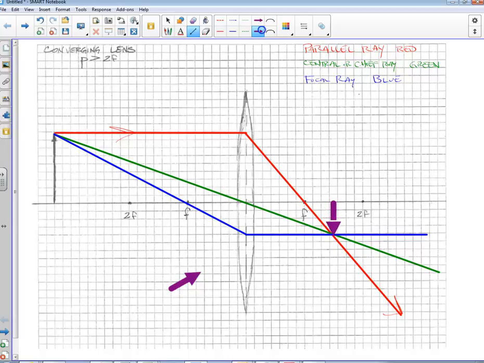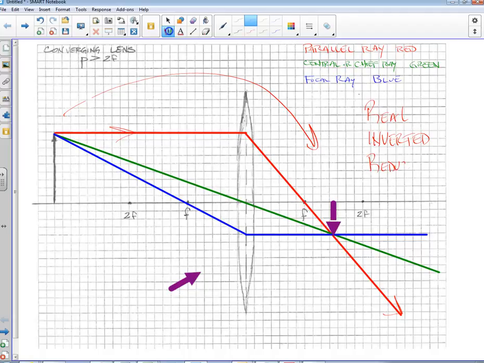And the characteristics of our image will be, let's see, it looks like it is certainly a real image. Real images for lenses are formed on the other side of the lens, because that's what lenses are made to do, is let the light go through. So this is a real image on the far side of the lens. It is inverted, and its magnification I would describe as reduced, not enlarged.